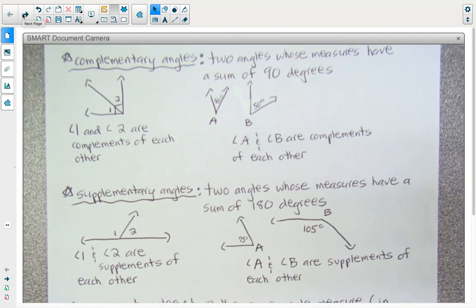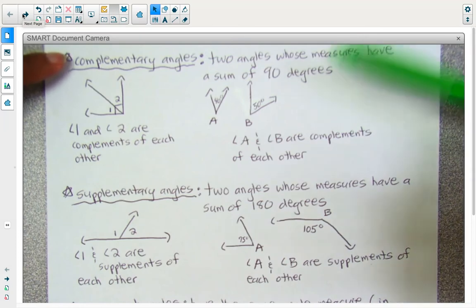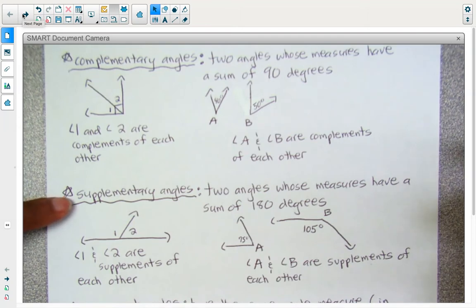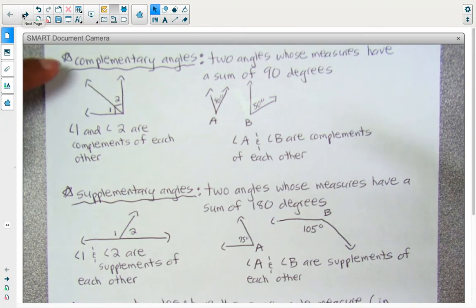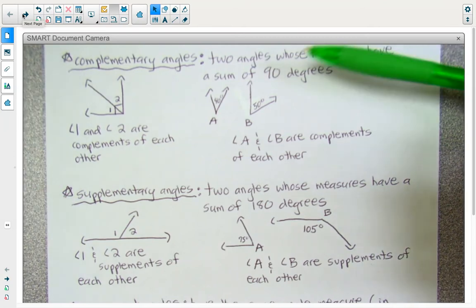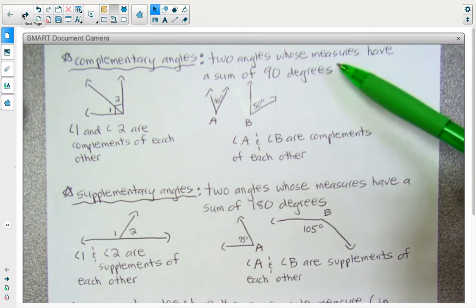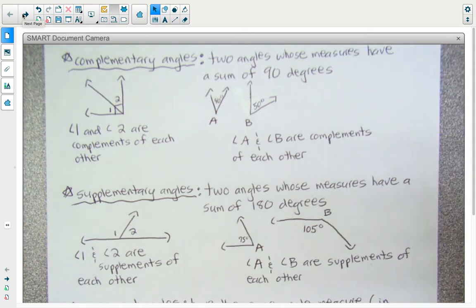Sometimes students mix up complementary and supplementary. Complementary is 90. Supplementary is 180. To help you remember, it goes in alphabetical order and numerical order. So C comes first in the alphabet and 90 comes first before you get to 180. So supplementary is second after C, and then 180 comes after 90. So they go in alphabetical order, C, S, and then numerical order, 90, 180. So make sure that you don't mix those up. Complementary is 90 and supplementary is 180.